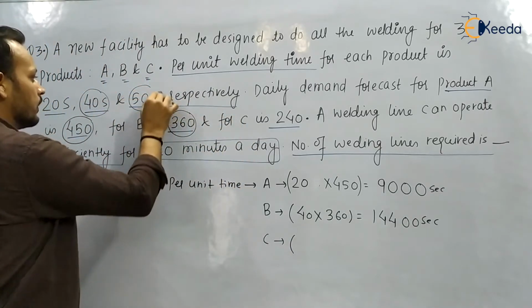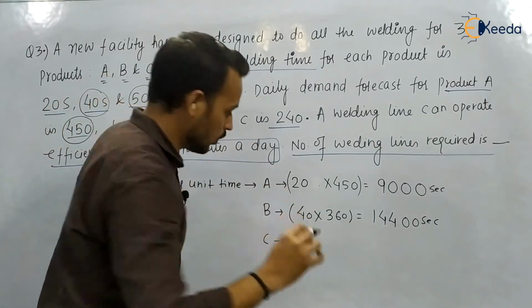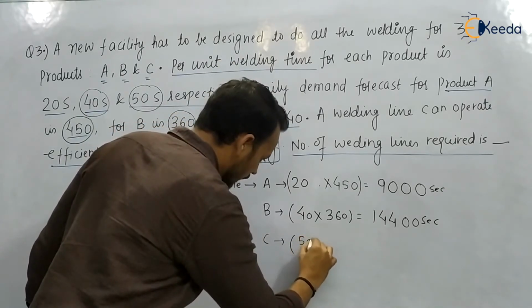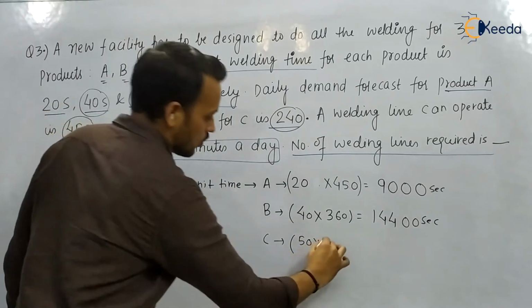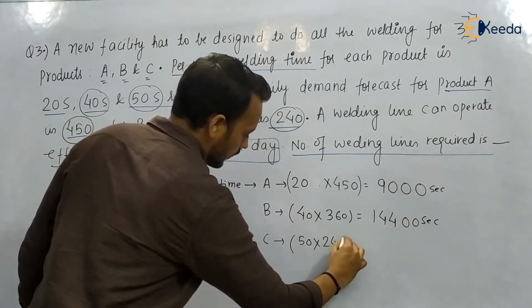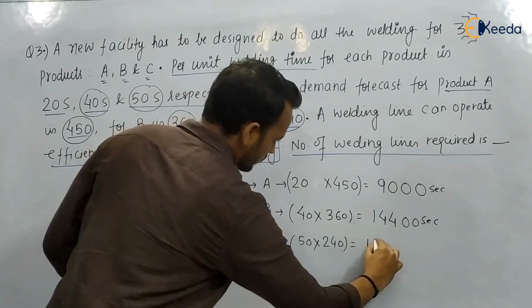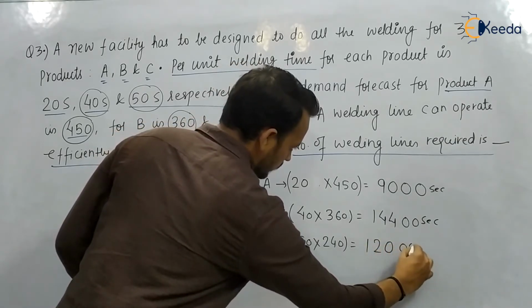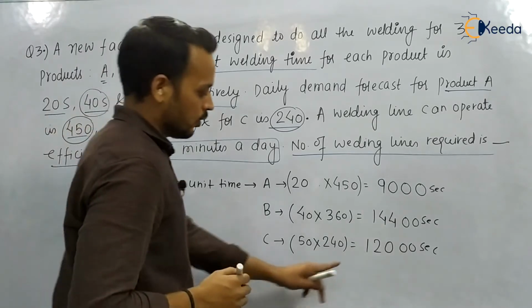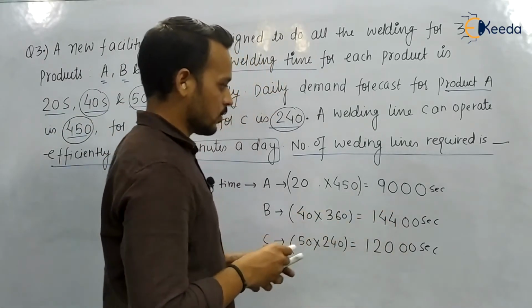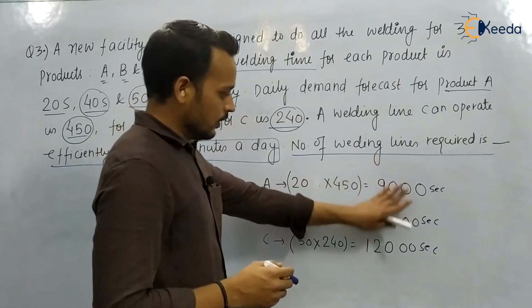And for product C, the time required is 50 seconds for 1 unit. We have to make 240 units of C. So 50 into 240 is going to be 12,000 seconds. So this is the total time.